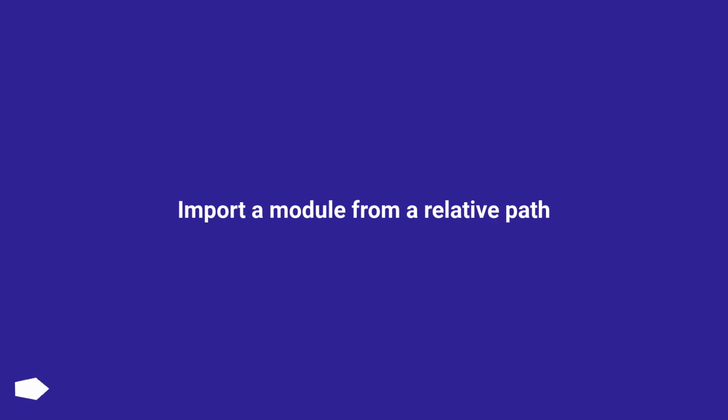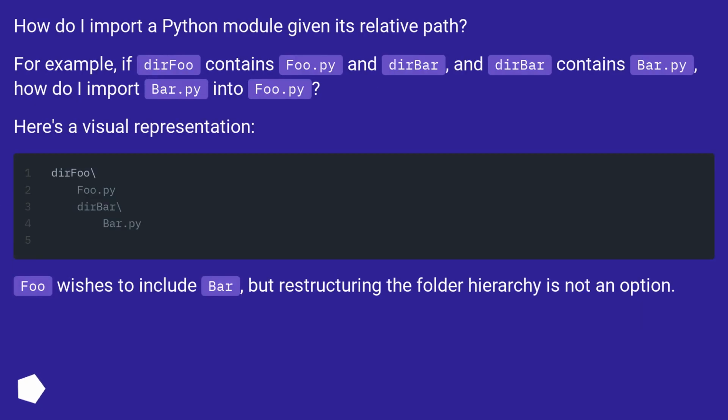Import a module from a relative path. How do I import a Python module given its relative path? For example, if dirfoo contains foo.py in dirbar, and dirbar contains bar.py, how do I import bar.py into foo.py?